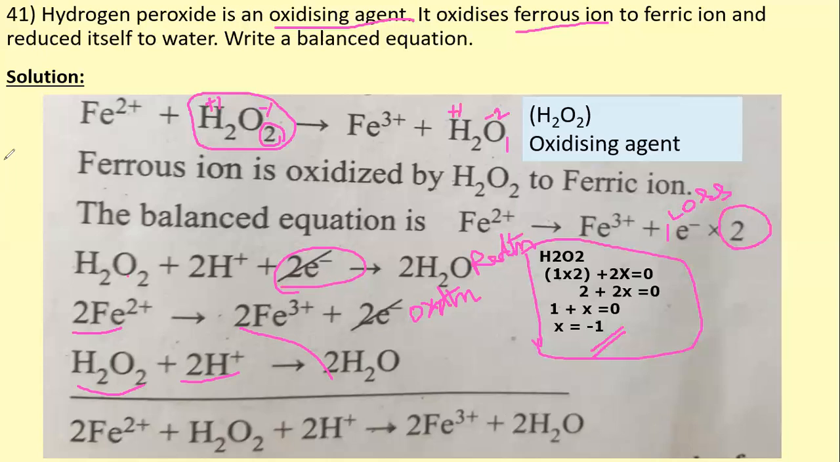So if a question is given in this form, we have to write a balanced reaction. We first identify which is the oxidation reaction and which is the reduction reaction. After that, we go for the balancing. Simply, we balance by calculating the oxidation number. After calculating the oxidation number, we balance it, and then finally we write the balanced equation.